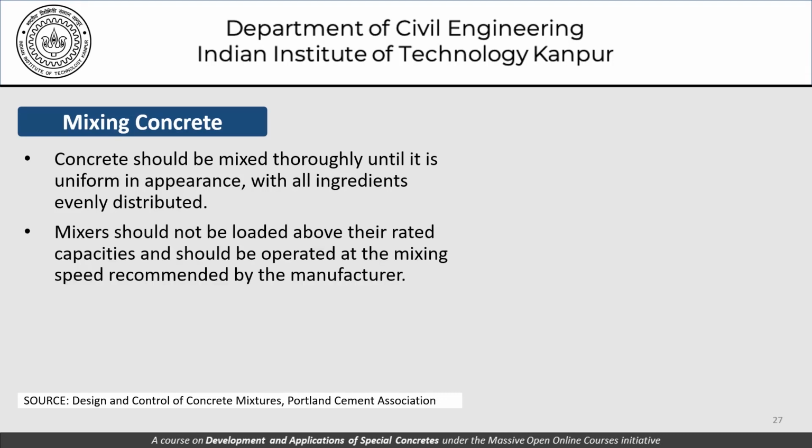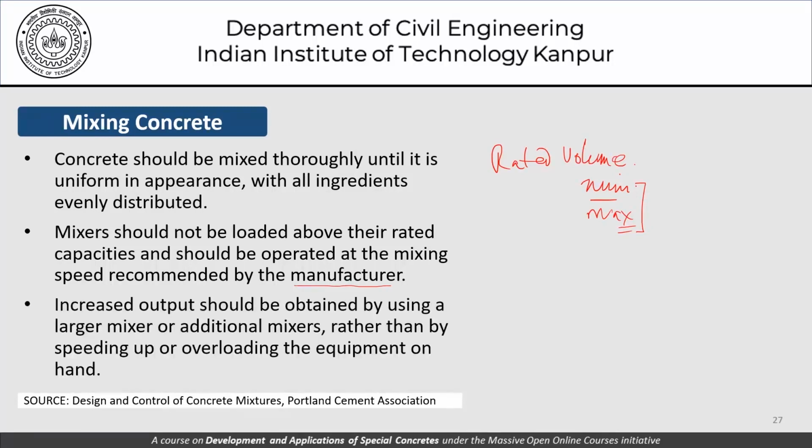The mixers should not be loaded above their rated capacities and should be operated at the mixing speed recommended by the manufacturer. So there's a manufacturer involved who tells the operator what is the mixing speed that is recommended, and also that for a given rated volume of the mixer, what is the minimum amount of concrete that should be placed in it and what is the maximum. And in any case, this maximum should not be higher than the rated capacity. Increased output should be obtained by using a larger mixer or additional mixers rather than by speeding up or overloading the equipment on hand. This is something which we must remember, that overloading the mixers or trying to obtain a higher output by speeding up the mixing operation is actually counterproductive and should not be resorted to.